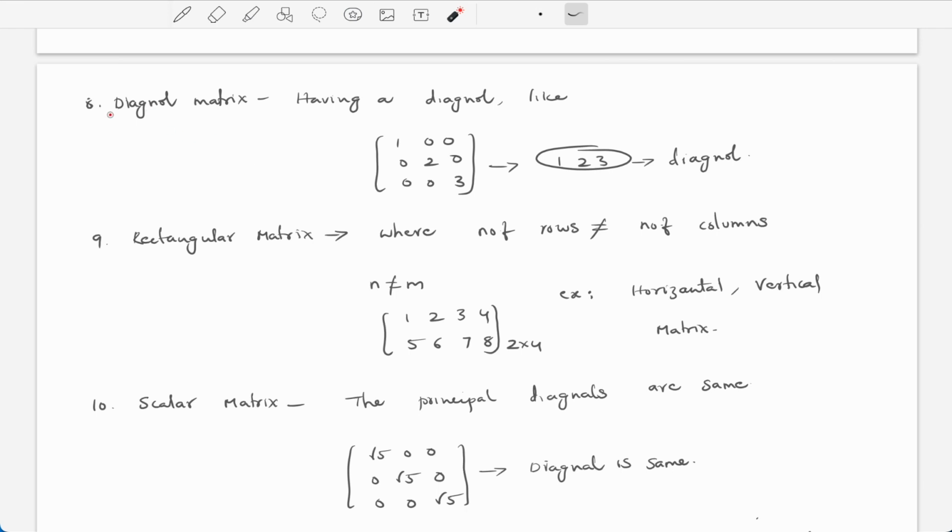After that, we're going to have diagonal matrices. What do we mean by a diagonal matrix? I will give an example and then you will understand. If the matrix A is 1 0 0, 0 2 0 and 0 0 3, I took zeros so you get clarity on what the diagonal is. This center part is called the diagonal.